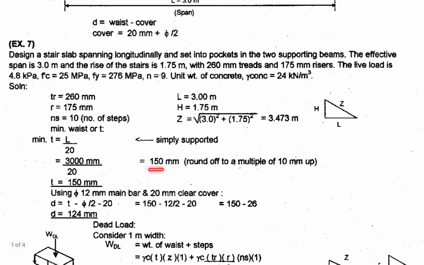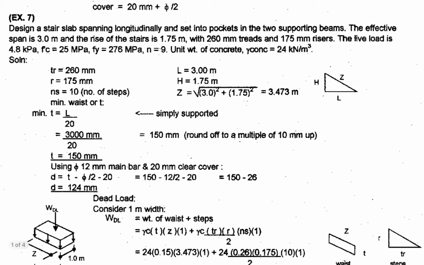Okay, so round off to multiple of 10 millimeters up. Then normally we will use 12 mm for the main bars, the same as with slab. So we will use the 12 mm main bar, the appropriate bar for slabs, and then 20 mm clear cover.